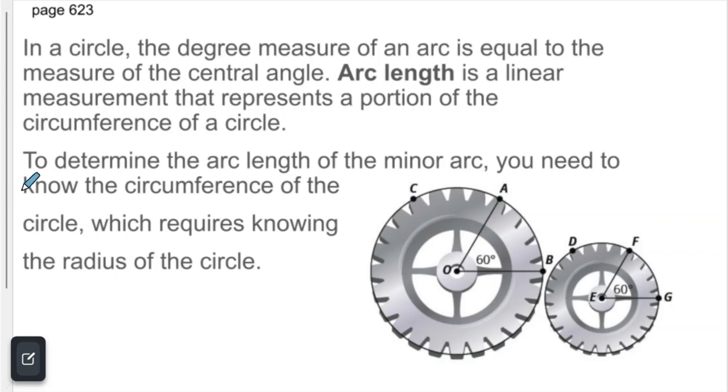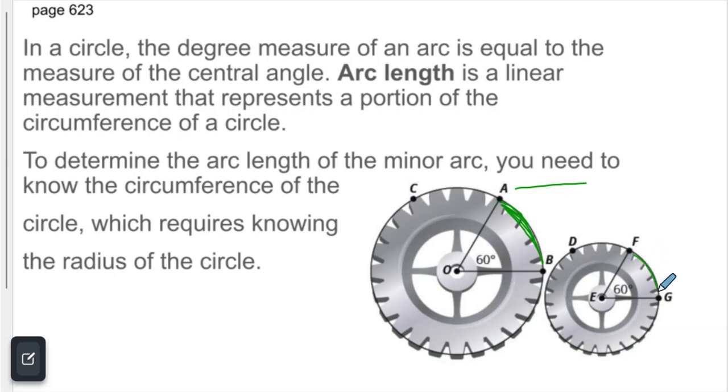On page 623, we're going to read that in a circle, the degree measure of an arc is equal to the measure of the central angle. Arc length is the linear measurement that represents a portion of the circumference of a circle. To determine the arc length of a minor arc, you need to know the circumference of the circle, which requires knowing the radius of the circle. So the arc length is going to be from A to B, like this, but if it were stretched out straight. So I could get a string, measure that, put on a ruler, and measure it.